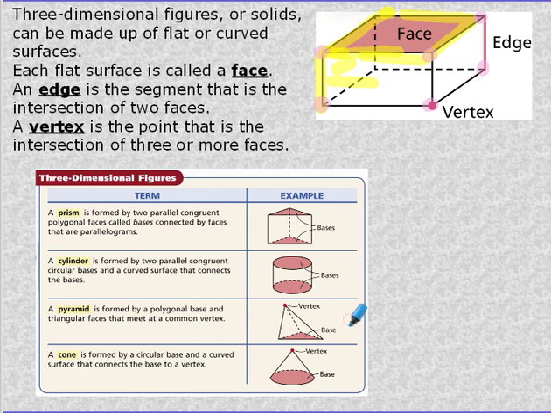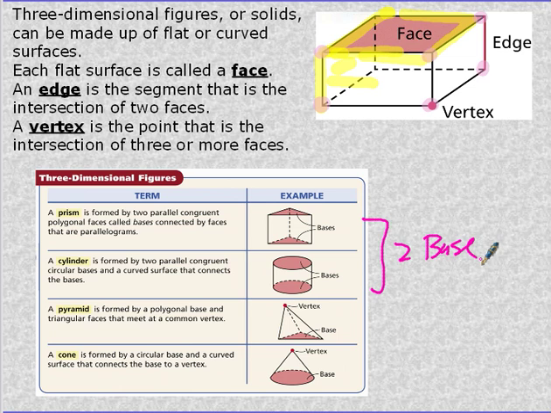All right, so these are the 4 basic 3D figures that we're interested in. A prism, so I like to categorize it. These are our 2 base figures. A prism is 2 parallel congruent polygonal faces, so it can have any polygon as its base: triangle, hexagon, rectangle. The congruent polygonal faces are called bases, and they're connected by faces that are parallelograms. So the faces are the bases. And yes, that does rhyme.